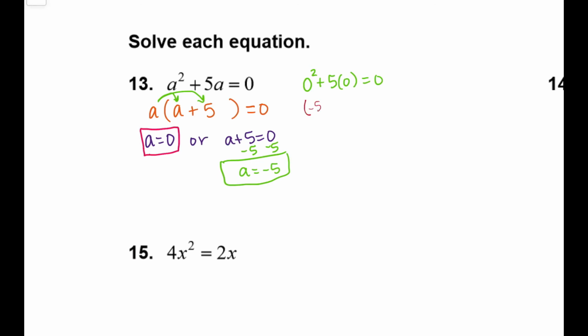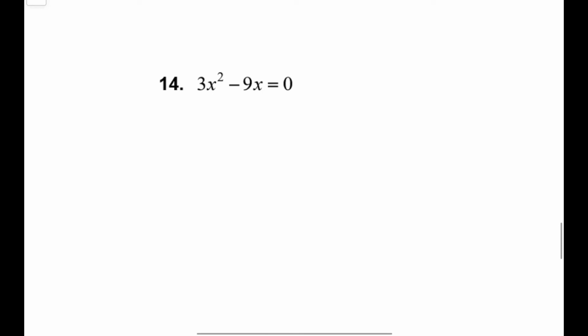If I put in a negative 5 squared plus 5 times a negative 5, negative 5 squared gives me 25, and 5 times negative 5 is negative 25. That equals 0, so that one checks out as well.